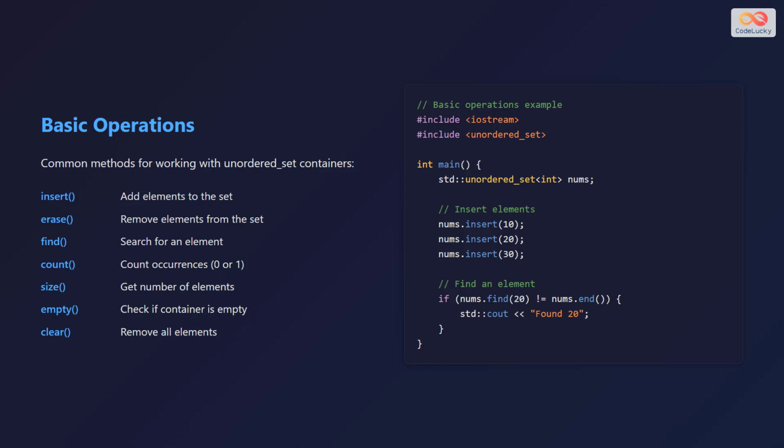The size function returns the number of elements in the set. The empty function checks if the container is empty. The clear function removes all elements from the set.